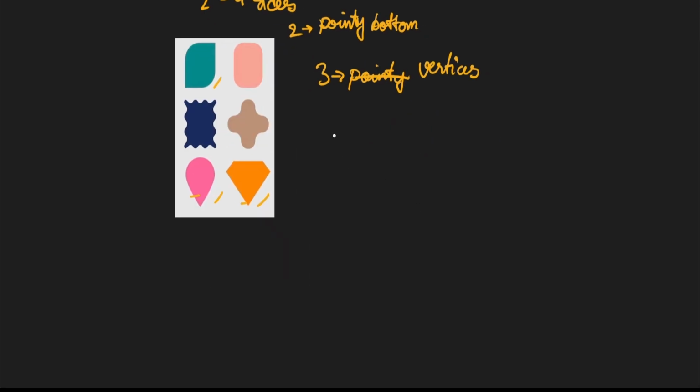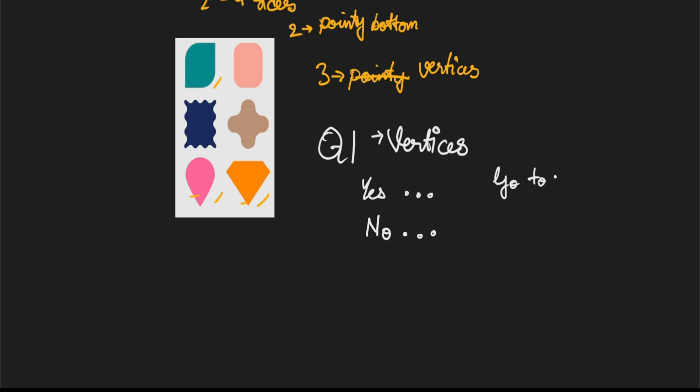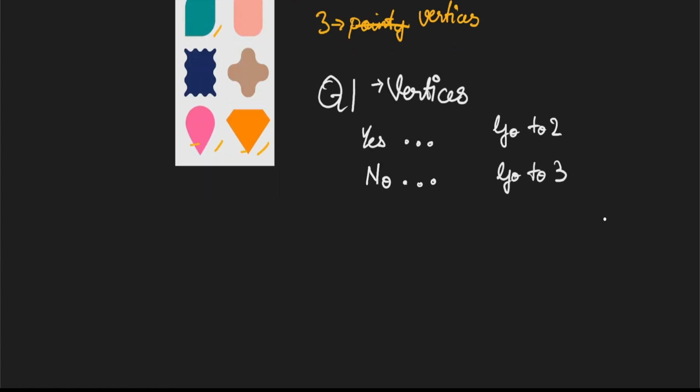So the first question we're going to ask is, do they have vertices, right? Because we have three who do and three who don't. So vertices. So you're going to have your option yes and no. So option A, if it's yes, then let's go to question 2. If it's no, let's go to question 3, right?